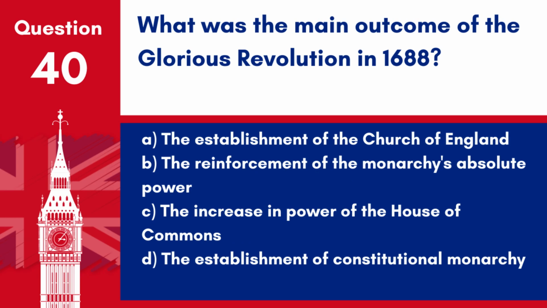Question 40. What was the main outcome of the Glorious Revolution in 1688? A. The establishment of the Church of England. B. The reinforcement of the monarchy's absolute power. C. The increase in power of the House of Commons. D. The establishment of constitutional monarchy. Answer. D. The establishment of constitutional monarchy. The Glorious Revolution led to the decline of the monarchy's absolute power and the establishment of a constitutional monarchy, marked by the English Bill of Rights in 1689.